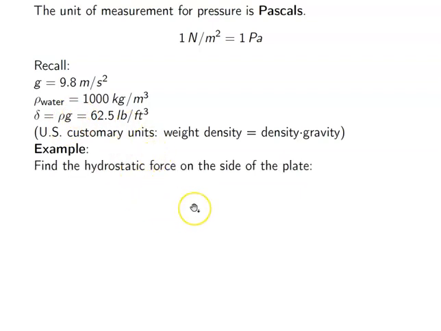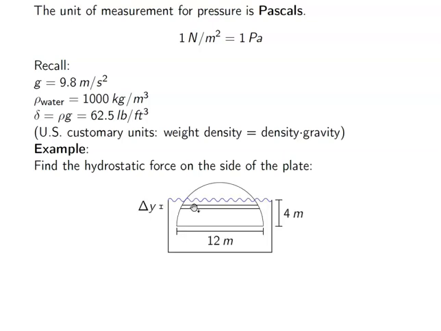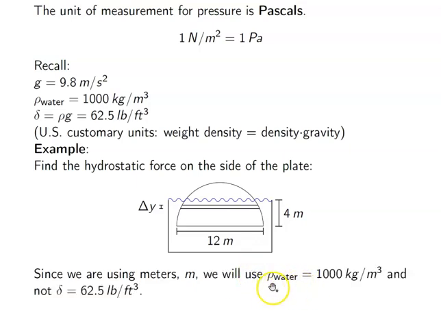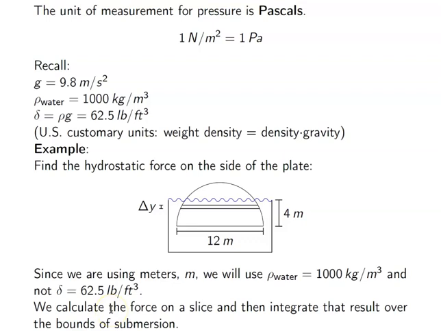So for an example, let's find the hydrostatic force on one side of a plate. Let's say that we took a plate and dumped it into water. This plate is only partially submerged. The entire thing is not underwater, just a portion of it. Since we're using meters, it should make sense that we use the rho density of water. Since it's already given to us in meters, it wouldn't make sense to use the 62.5 pounds per foot cubed, because then we'd have to change things back anyways, or vice versa.